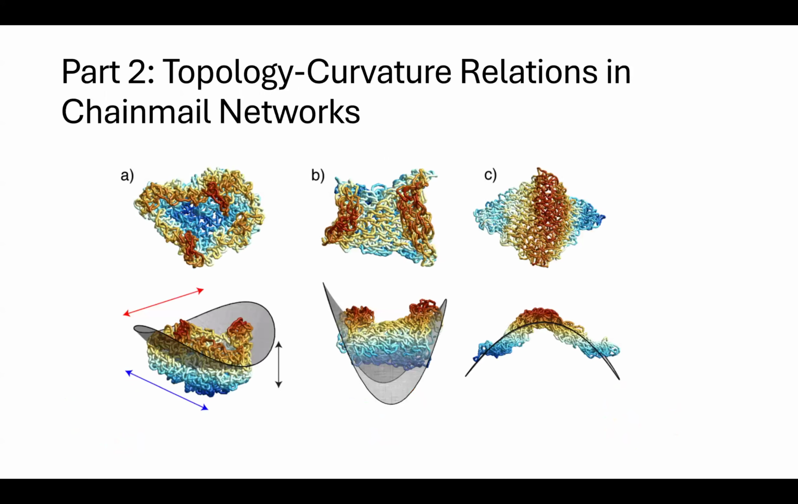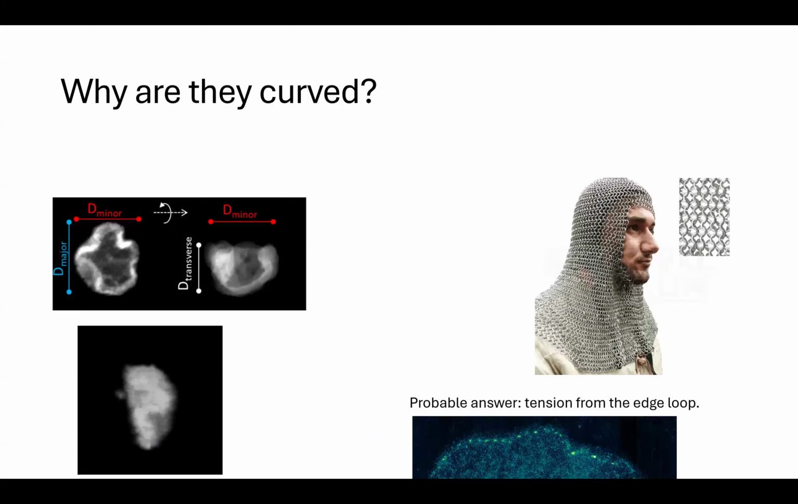So the first I will call the topology-curvature relation in chainmail networks. And I think the images kind of tell you where I'm going with that. Looking at these things, a question that comes up is: why are they curved? There's no obvious biological reason, and you can make various plausible-sounding physics-based arguments for why they should have positive Gaussian curvature.